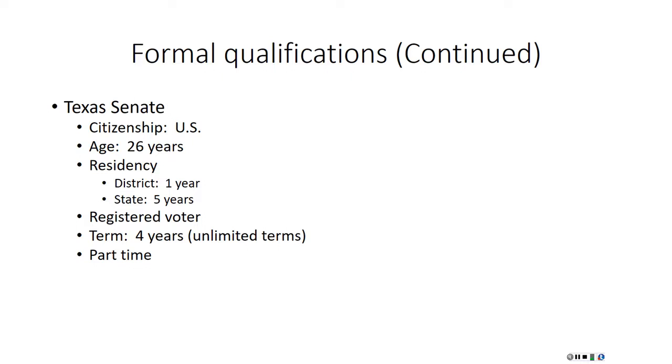This is also a part-time job. Well, there's less of them and they represent more people. They get paid more, right? No. They also get paid $7,200 per year, $600 a month. The leader, the presiding officer of the Senate, is a position called the Lieutenant Governor. Once again, that'll be important in a few minutes also.